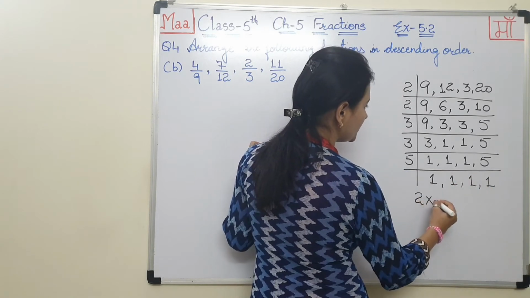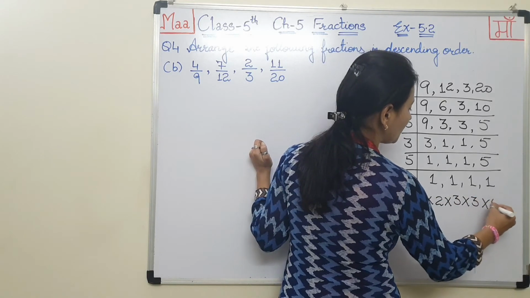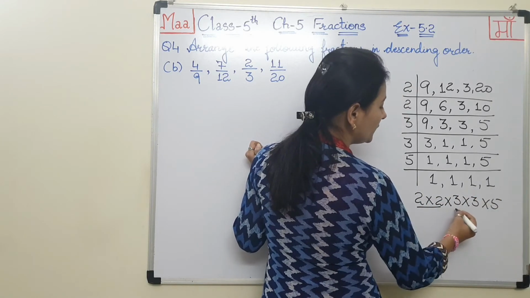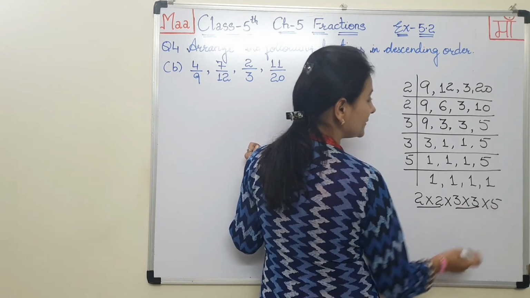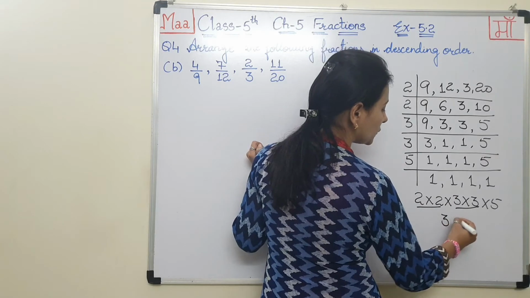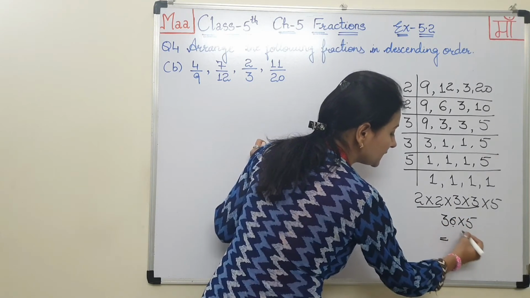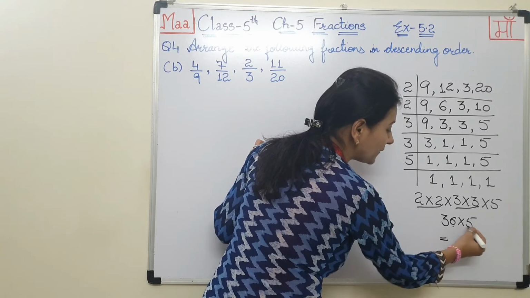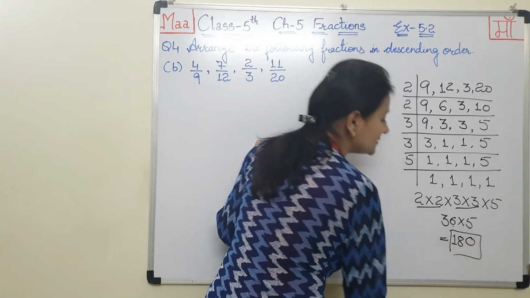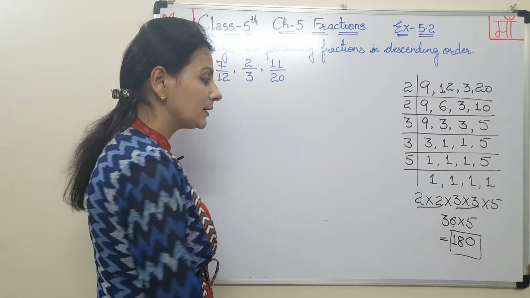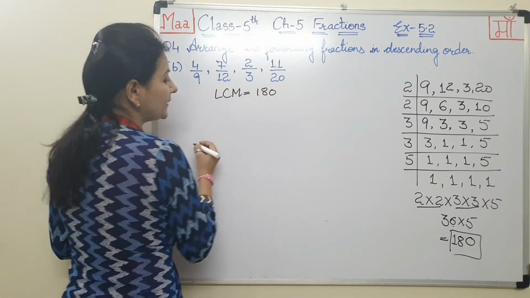Now 2 into 2 into 3 into 3 into 5. So 2 2s are 4, 3 3s are 9. So 9 4s is 36, and 36 into 5. So here we have to multiply 36 into 5. So 5 6s are 30, 3 in mind, 5 3s are 15 plus 3 is equals to 180. So our LCM will be 180. So here we will mention LCM is equals to 180.